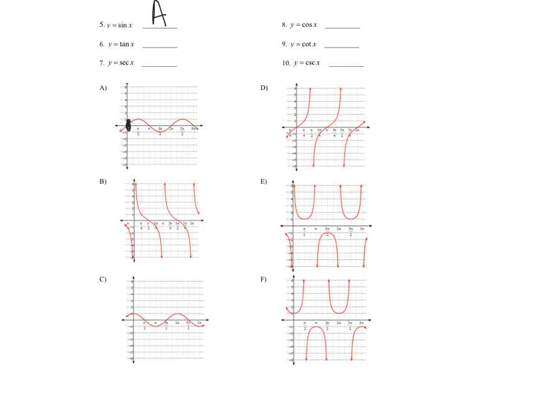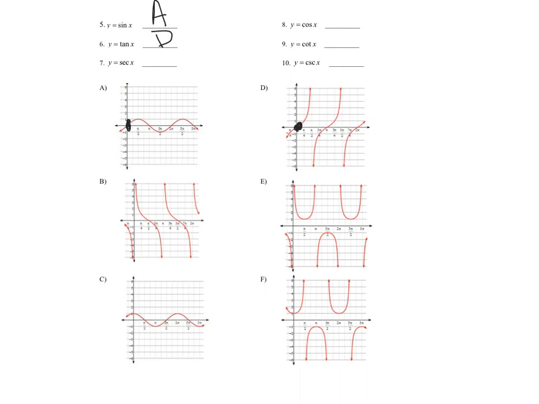Question 6 is the tangent graph. Well, we know that the tangent graph and the cotangent graph both are S-shaped, and the value for tangent at 0 is also 0, so we want to look for the graph that's S-shaped that crosses the axis at the origin. So that would be graph D.